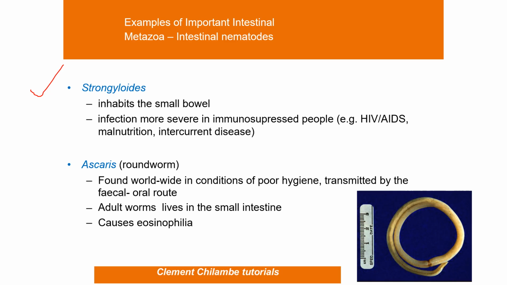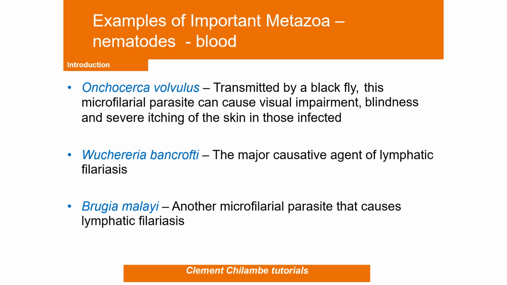Now, another example under the intestinal nematodes is Ascaris, which is the roundworm. The Ascaris roundworm is found worldwide in conditions of poor hygiene. They're transmitted by the fecal-oral route, and the adult worms live in the small intestine and cause eosinophilia. They cause what? Eosinophilia. So this is about Ascaris lumbricoides. We'll discuss these when we start discussing individual parasites.